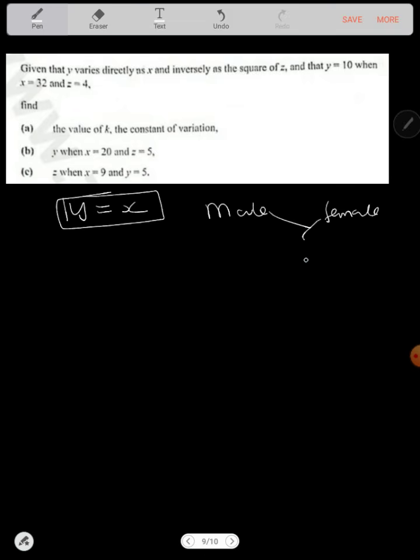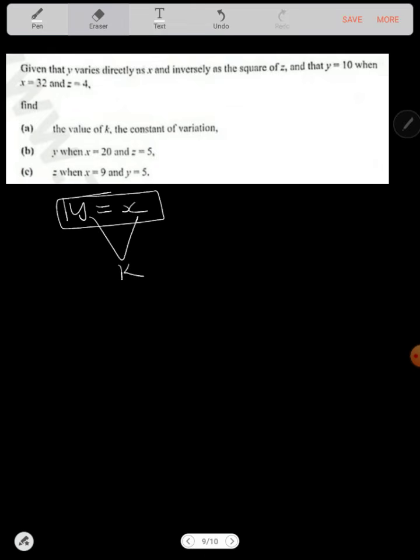The question says, given that y varies direct as x. When something varies direct, they mean it is like that. There's a factor that connects these two. Let me give an example. If this is a male and this is a female, and these two are in love, what connects these two people is love, and that's what we're trying to find. What connects them is what we call k, the constant of variation.